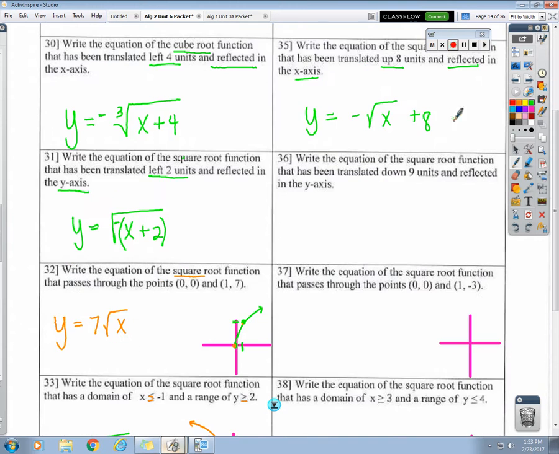All right, number 36. y equals, okay, look, this one is a square root, but this time the reflection is on the y-axis, so the negative goes on the inside. And then it moves down 9, so minus 9.